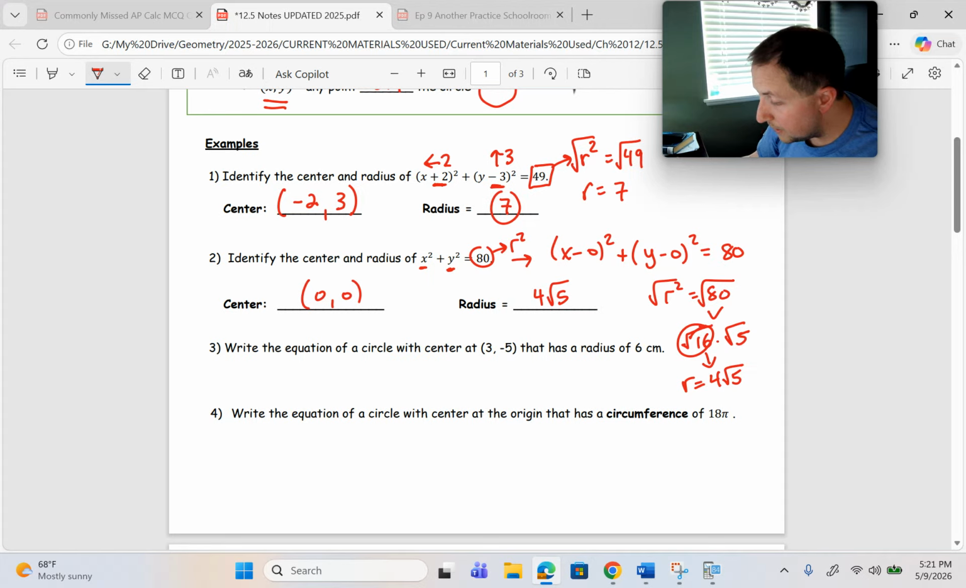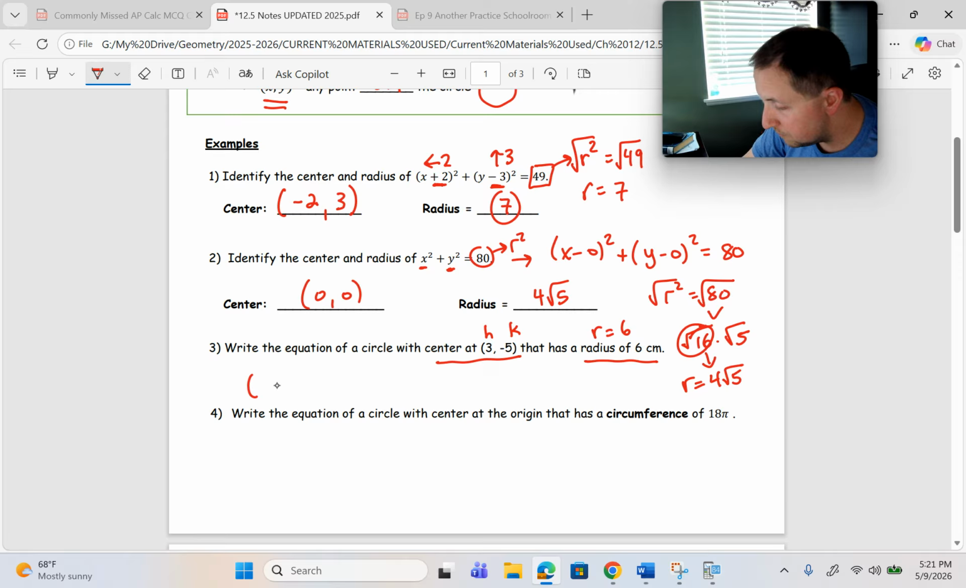Other times they might give you the given information. They might tell you where the center is. They'll give you H and K, and they'll give you the radius of the circle, and you can write the equation. So they're giving us H and K. They're giving us the radius is 6. We're going to write the equation of the circle.